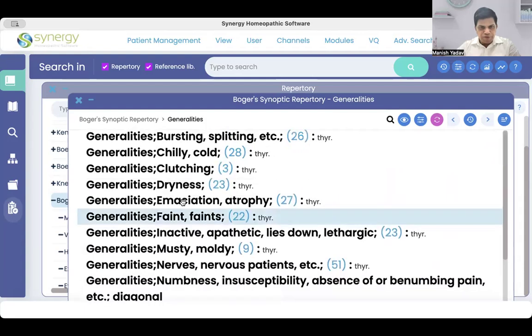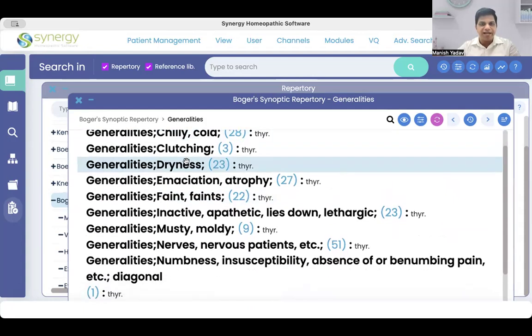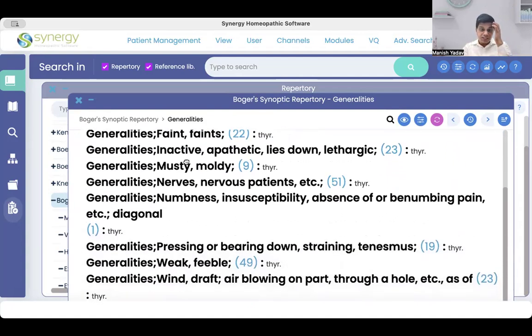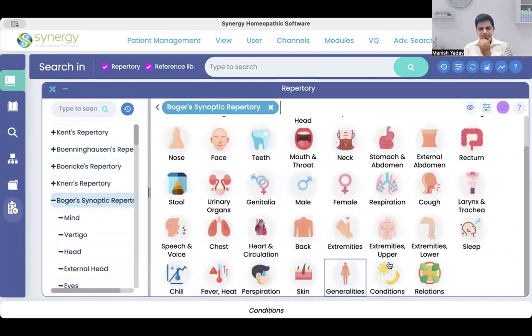This one thing I want to show you. Chilly. Thyroidinum is a very chilly remedy. In general, it is dryness. I told you these are general symptoms. Dryness. Musty and moldy. Weak and fever. Wind, draft blowing on the part. So, a very chilly remedy, dry remedy.